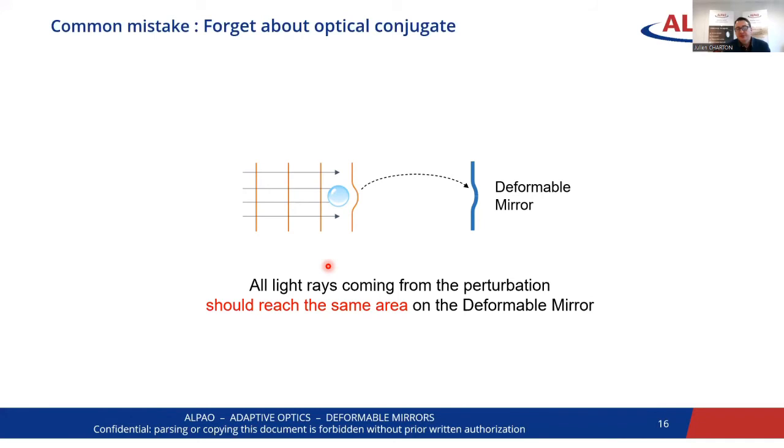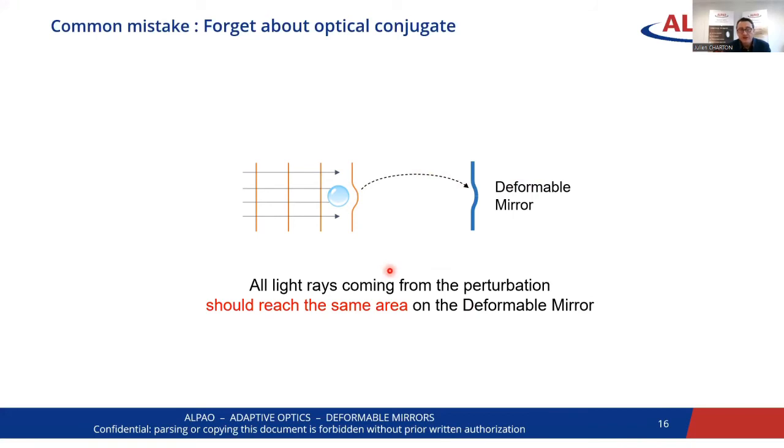This is a very simple sketch we presented at the beginning. So you have a light, you have the wavefront, you have the perturbation, and the idea is that you just put a deformable mirror in front of the perturbation of the beam, and it will work. But you see here that, of course, it will work only if all the light coming from the bump onto the wavefront will arrive where the deformable mirror is.